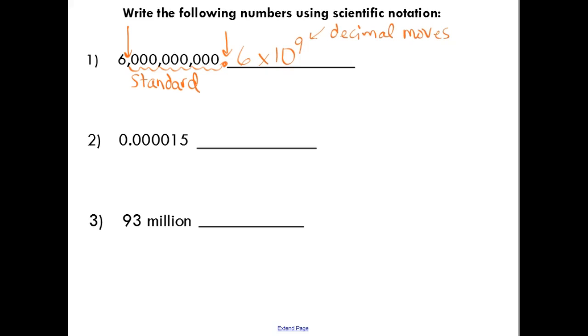All right, let's try number 2. This is a small number. I want the decimal to be right there, so that there's only one digit before the decimal and the rest are after the decimal.